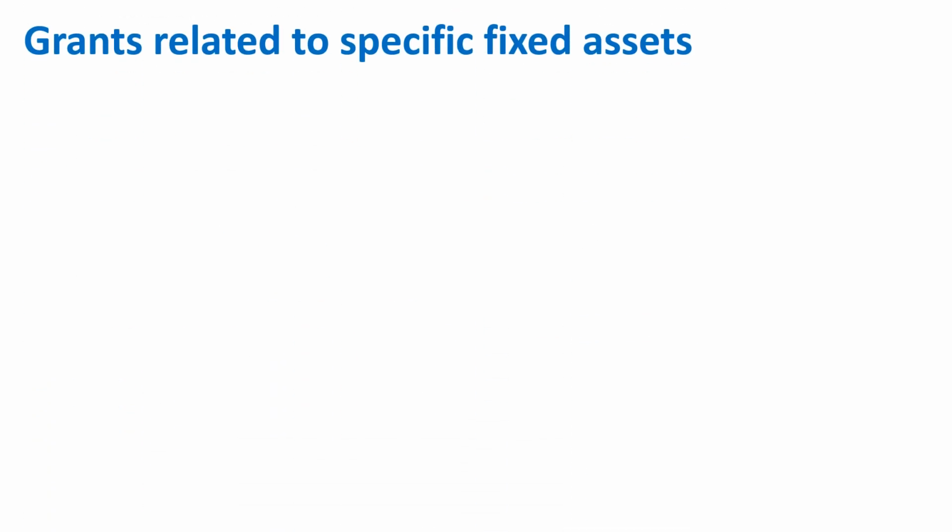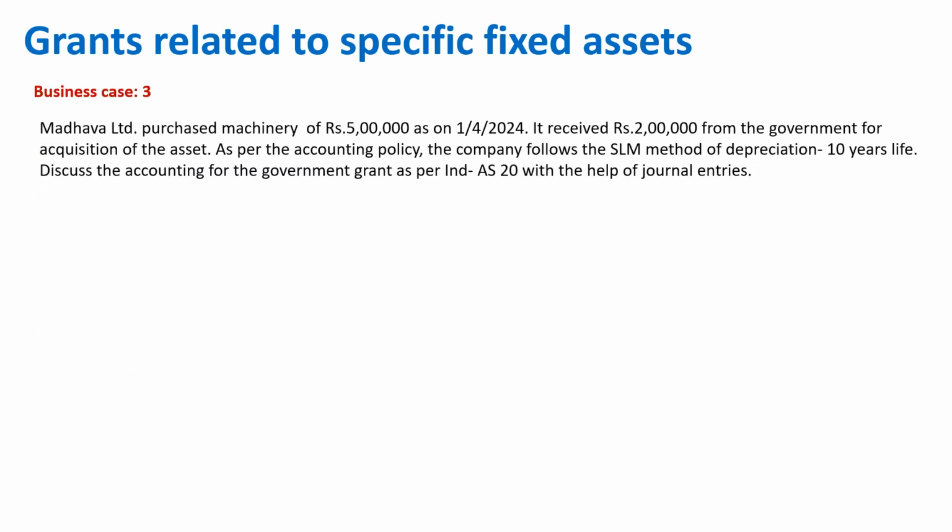Example to understand more about how to record and account for government grant for fixed assets. Business case 3. Madhva Limited purchased machinery for rupees 5 lakh on 1st April 2024. It received 2 lakh from the government for acquisition of the asset. That means you received it immediately once you purchased this asset, as per the conditions specified by the government. As per the accounting policy, the company follows SLM method of depreciation, 10 years life. That means every year you have the same amount of depreciation under straight line method. Discuss the accounting for the government grant as per Ind AS 20 with the help of journal entries.